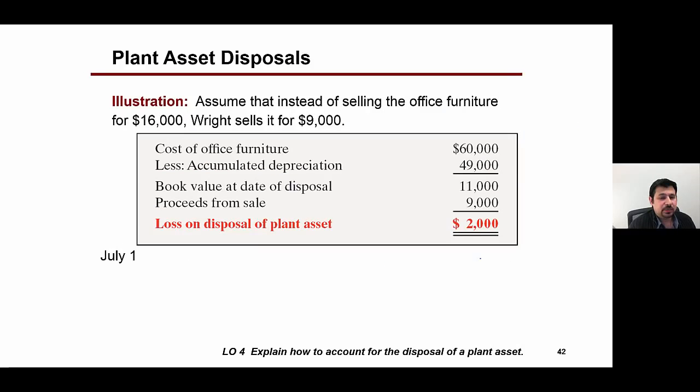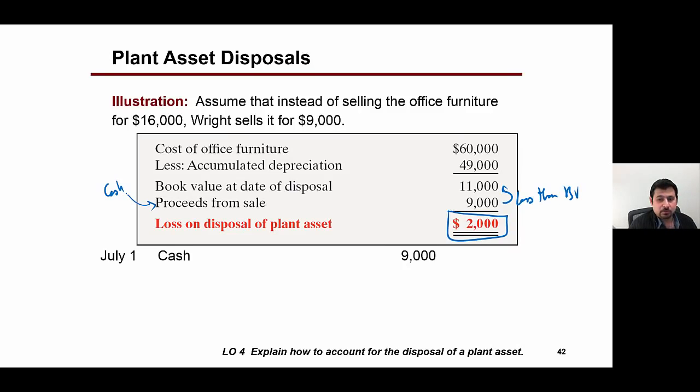Now, assuming that instead of selling the office furniture for 16,000, Wright sells it for 9,000. In this case, it is less than the book value. As a result, we have a loss on disposal of plant assets. So the company received cash. Again, the company received cash for proceeds from sale. This is the cash here.